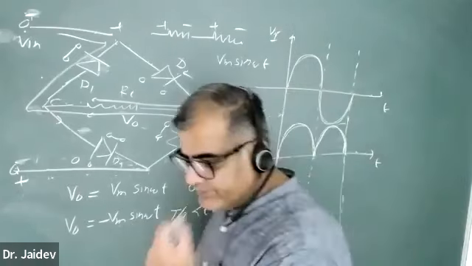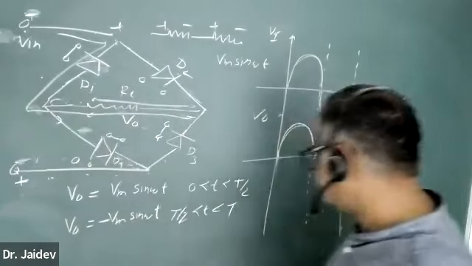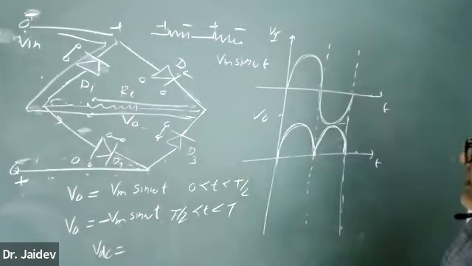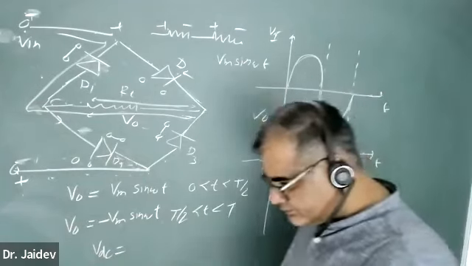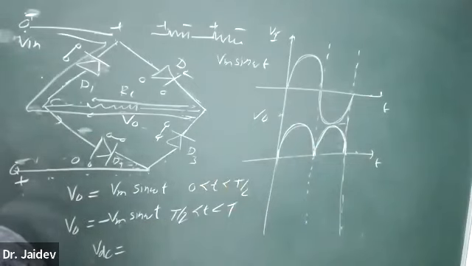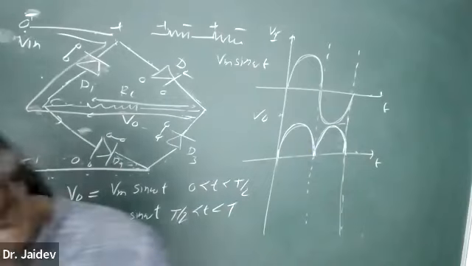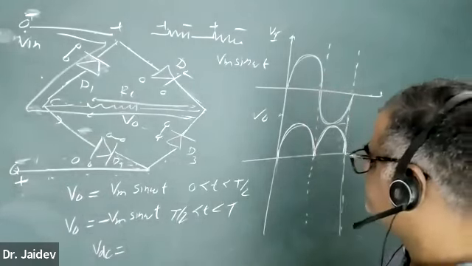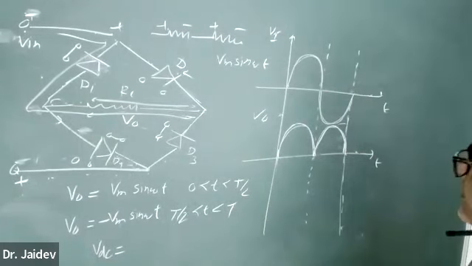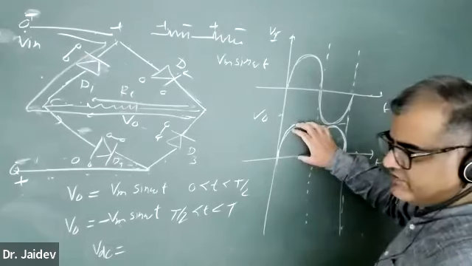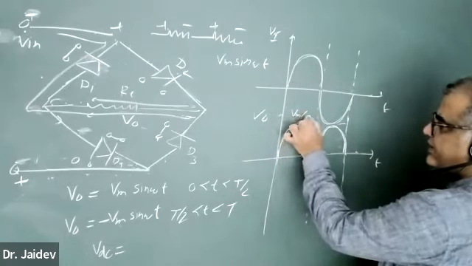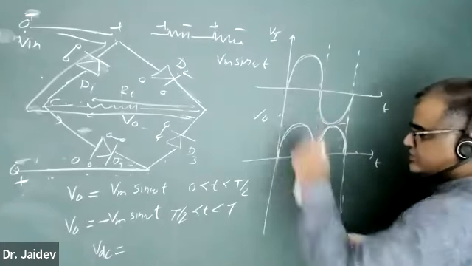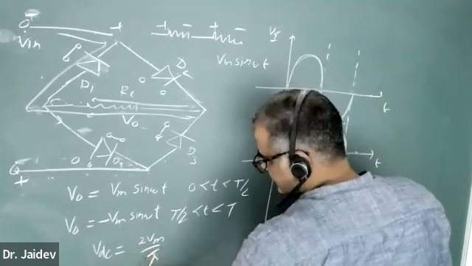Okay. Now calculate VDC. What is VDC coming? What is the value of VDC? Tell me. So you can directly understand here what is the value of DC. This is the half wave rectifier. Okay, iska value kitna hai? Vm by pi DC value. Similarly, this was the same time period, same function. This is also Vm by pi. So this should come to Vm by pi. Okay, if you want, you can calculate.